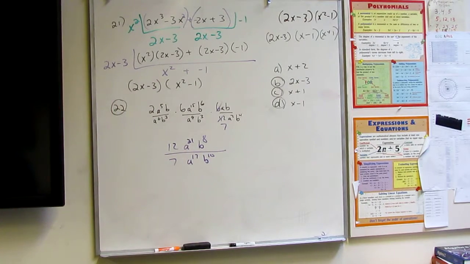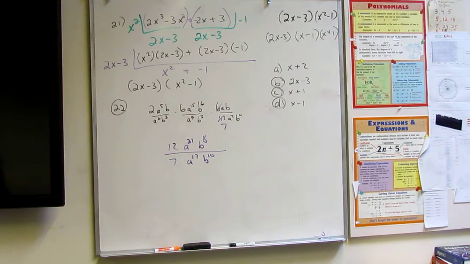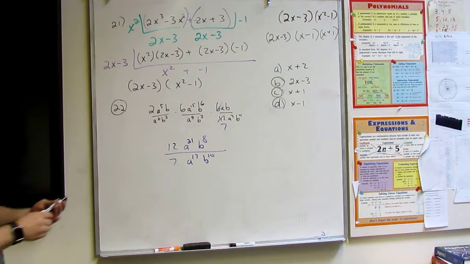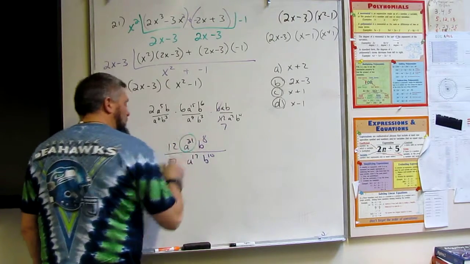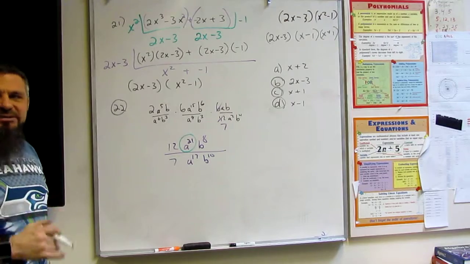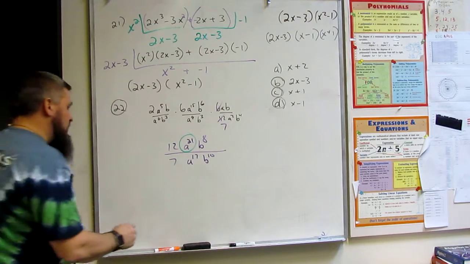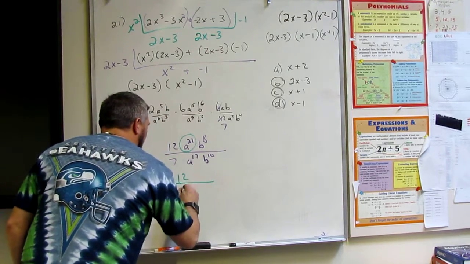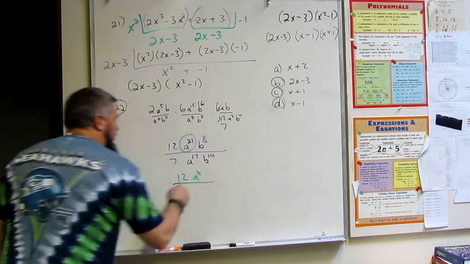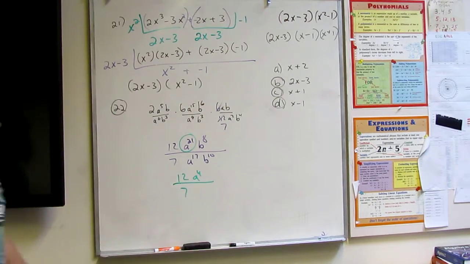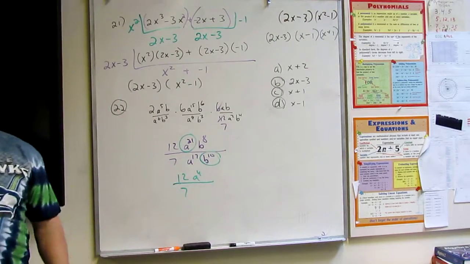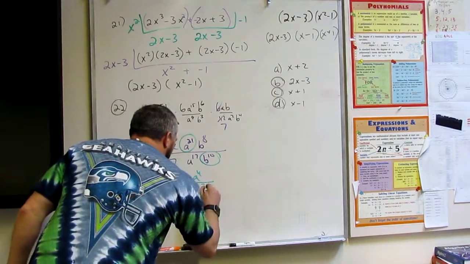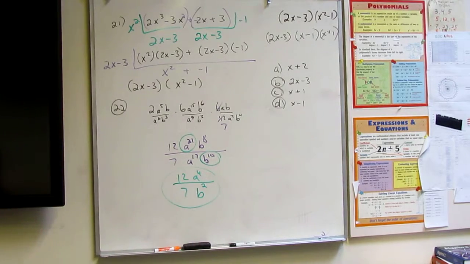Now I take the smaller number from the bigger number, and the bigger number wins. So what's bigger, 21 or 17? 21. So 17 from 21 is how much? 4. So I'm going to have 12 and 7 and a to the 4, because the bigger number wins. Which one's bigger, 10 or 8? 10. So what's 8 from 10? 2. So that's b squared. And there it is.